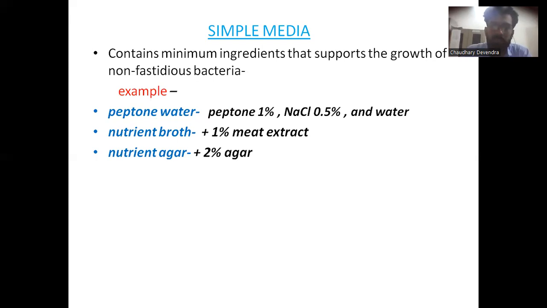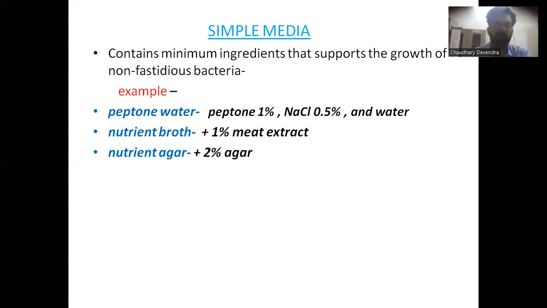They are used to grow the non-fastidious bacteria. An example is peptone water. What is the composition of peptone water? 1% peptone, NaCl 0.5%, and water. We know them one by one. Peptone water: peptone 1%, NaCl 0.5%, and water. And when we add 1% of meat extract to the peptone water, it converts into nutrient broth. And if we add 2% agar, it converts into nutrient agar.